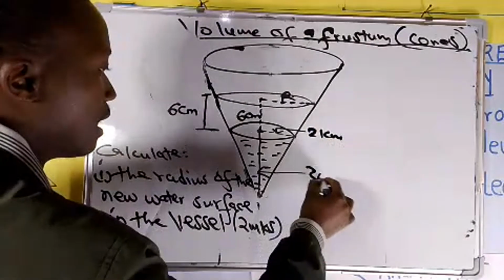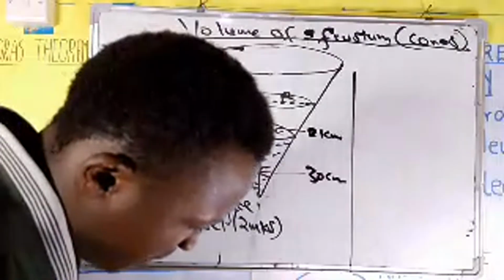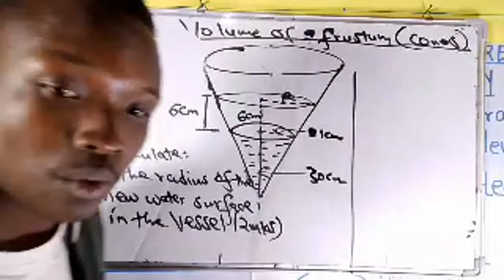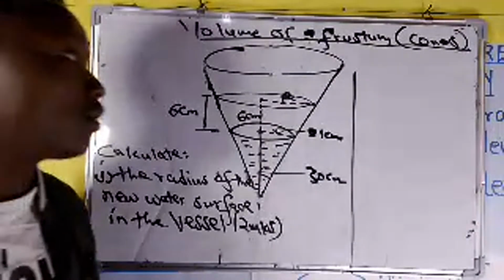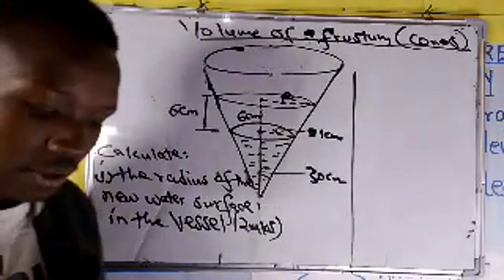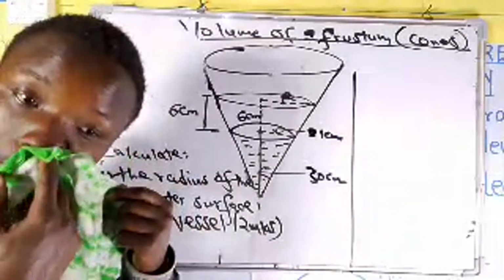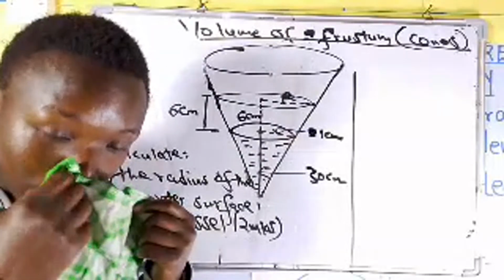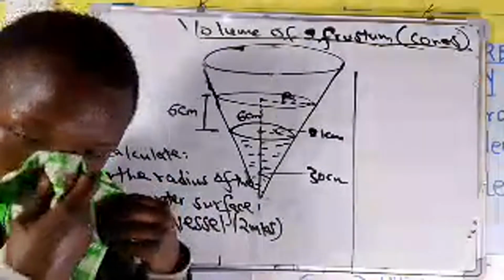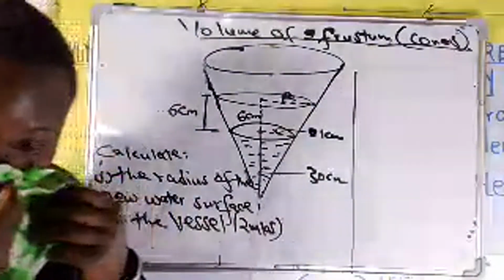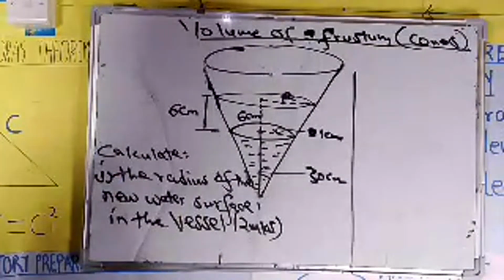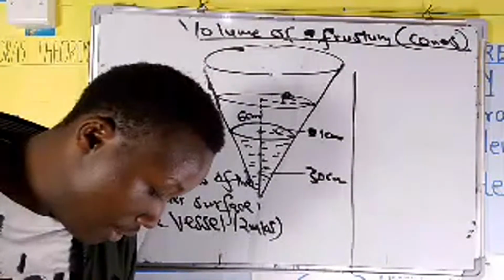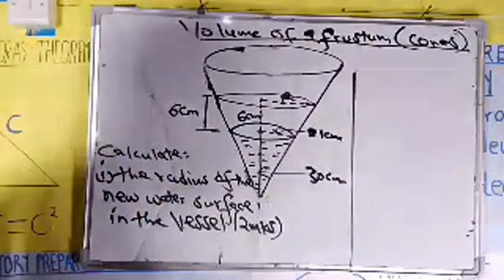The height is 30. So we have similarity. And why are we going to use similarity? We will use similarity because when we learned about similarity and enlargement, we say that we can compare equal ratios, and we can use the known ratios to determine the unknown ratios.